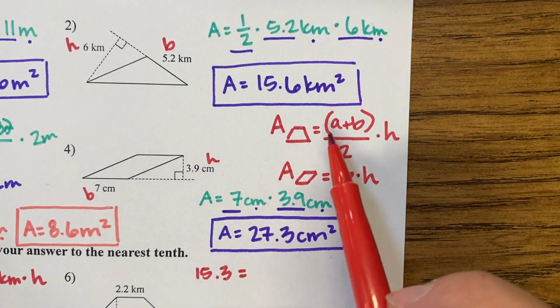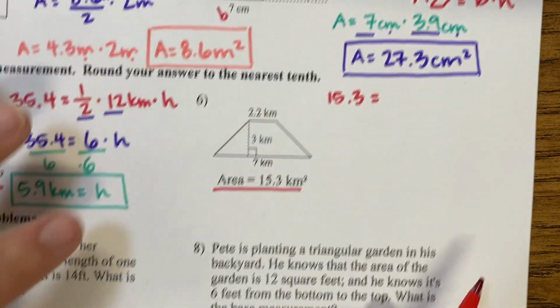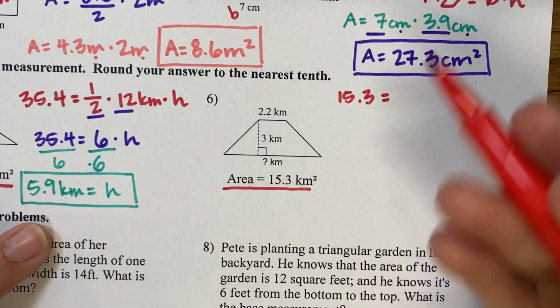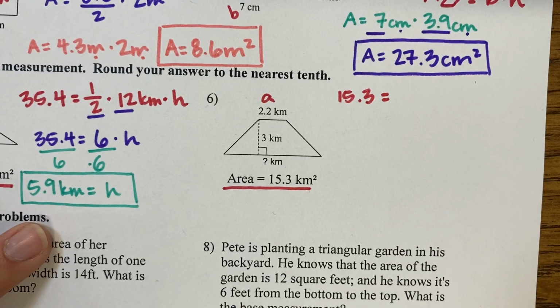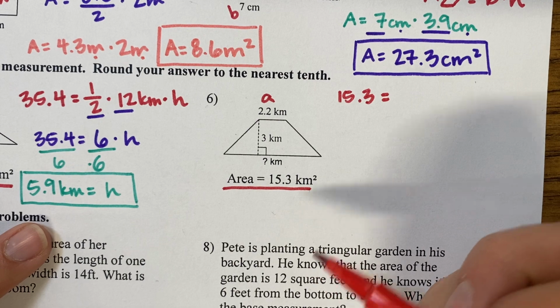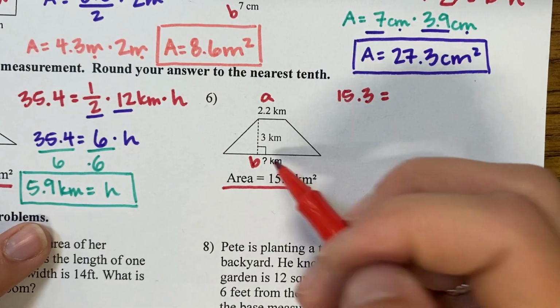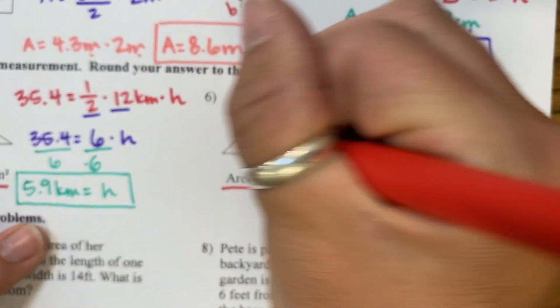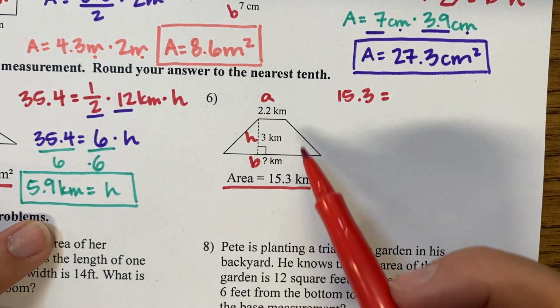Okay, well now I need my A plus B first. Does it give us our A? Does it give us our little side? Yes, it does. Does it give us our B? No, it doesn't. So that's what we're solving for. Does it give us our height? Yes, it does. So let's go ahead and plug all this into our formula.